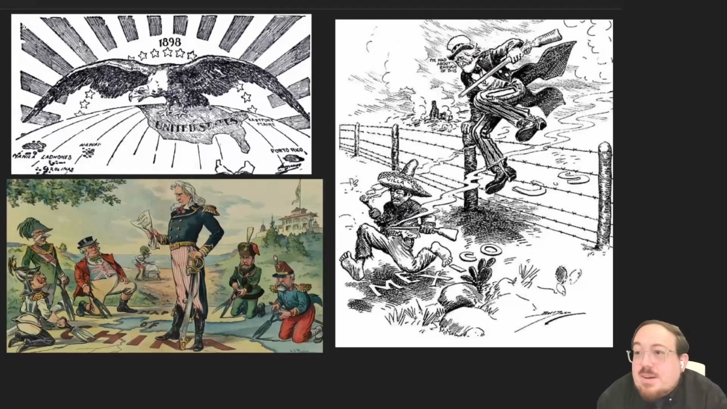In this image, we have the American eagle spreading its wings over not only the continental United States, but also out to Puerto Rico and to the Philippines and Hawaii. You have this image of Uncle Sam standing on China and creating a trade treaty preventing the European nations you can see all standing with scissors from carving up China. And on the image on the right, you have Uncle Sam jumping the fence and going into Mexico chasing Pancho Villa.